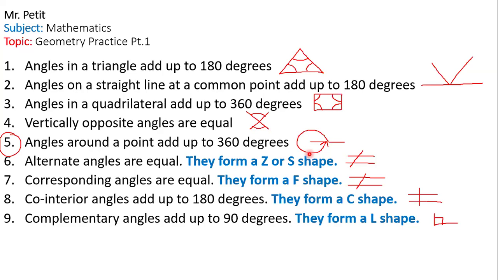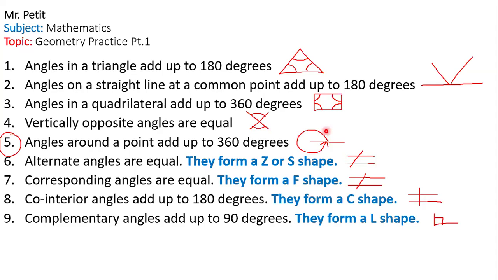Andrea, can you read the last ones, 6 through 9? Number 6, alternate angles are equal. They form a Z or an S shape. Corresponding angles are equal. They form an F shape. Co-interior angles add up to 180 degrees. They form a C shape. Complementary angles add up to 90 degrees. They form an L shape. Very good.